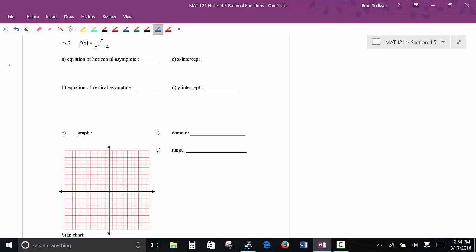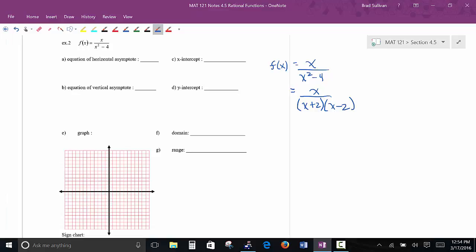Okay, the first thing that you probably want to do on a problem like this is look at the function. First of all, can you factor the denominator? Yes, factor it. That's something that's real important. If you see something that factors, go ahead and factor it. So that's the difference of two squares: x plus 2, x minus 2, like that. Okay, so that's how that's going to go.